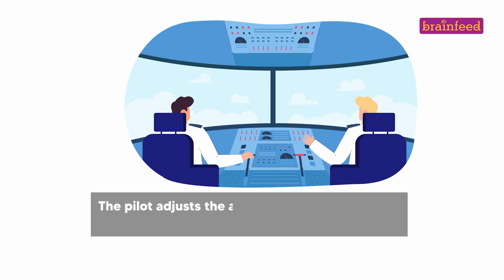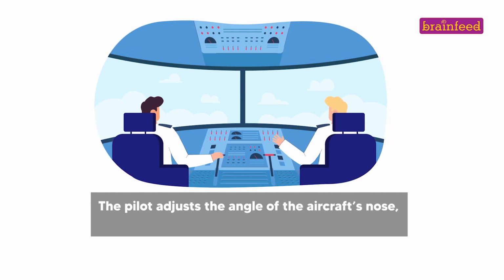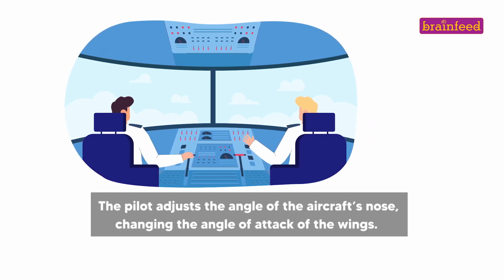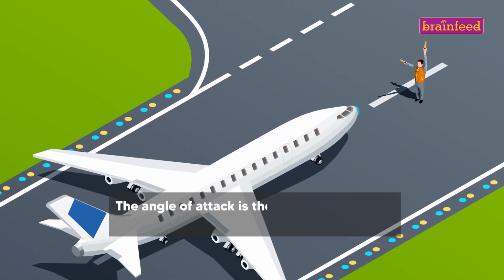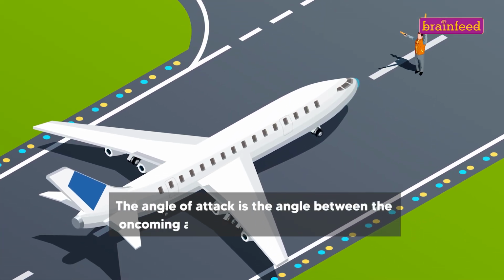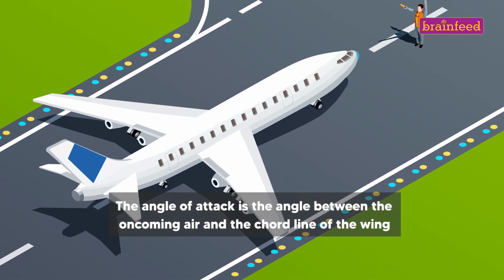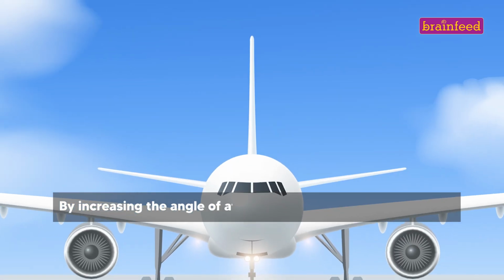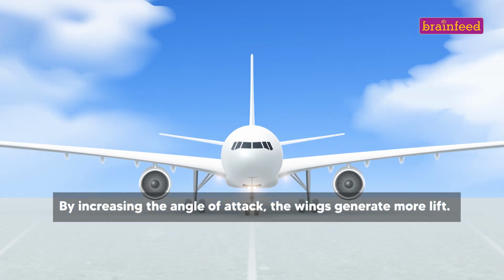The pilot adjusts the angle of the aircraft's nose, changing the angle of attack of the wings. The angle of attack is the angle between the oncoming air and the chord line of the wing. By increasing the angle of attack, the wings generate more lift.